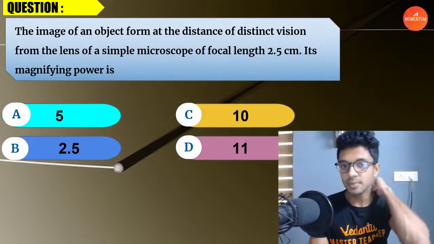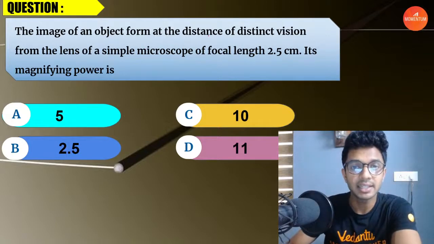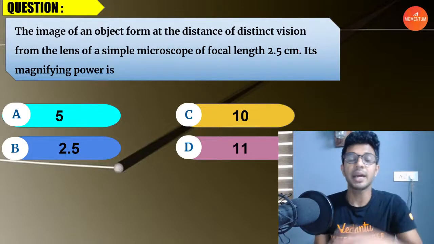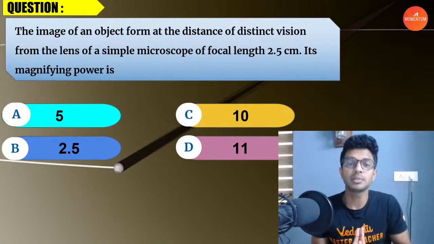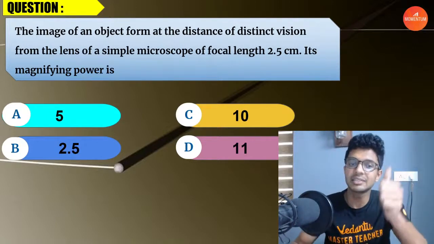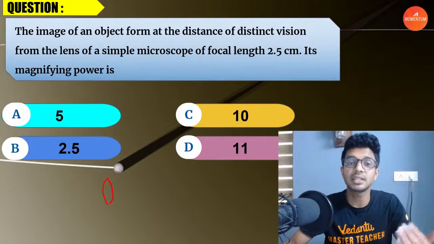And here we go with the very first question. The image of an object formed at the distance of distinct vision from the lens of a simple microscope of focal length 2.5 centimeter, what is its magnifying power? Let me tell you what a simple microscope is. Very simple. A simple microscope is a simple biconvex lens. You all know what a biconvex lens is, right? Yes. So this itself is a simple microscope.